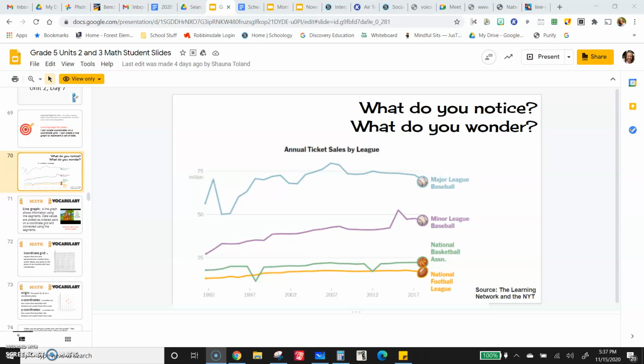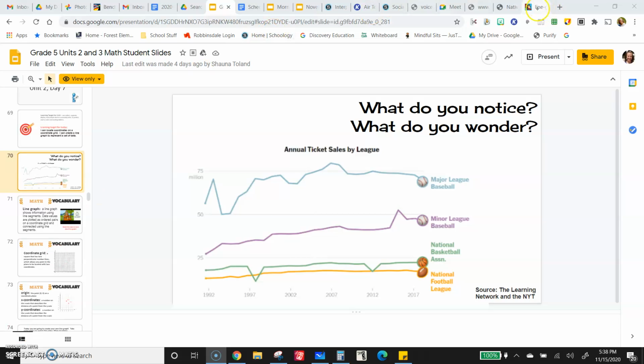But then if I think about it, annual ticket sale means per year. What do we know about baseball is they have a lot more games. So, of course they sell more tickets because they have so many more games than the NFL does. Basketball has more than the NFL. So we can't just judge how popular. We can still look at how many tickets they sell, but we have to be careful what conclusions we draw.